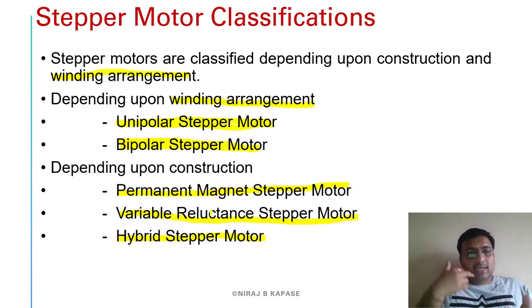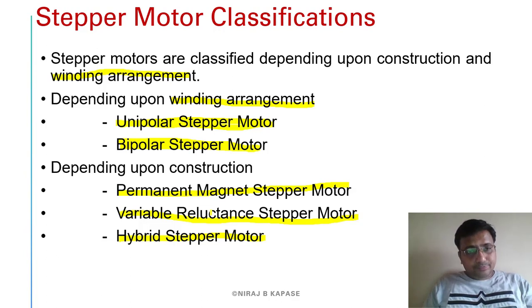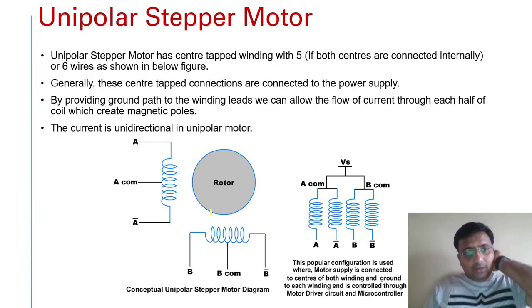One is unipolar stepper motor, second is bipolar. So unipolar and bipolar are differentiated based on the winding arrangement. Next, based on the constructional arrangement, there are 3 types: a permanent magnet stepper motor, a variable reluctance stepper motor, and a hybrid stepper motor. So altogether there are 5 types of stepper motors. Okay, so we'll see details about each type of stepper motor.